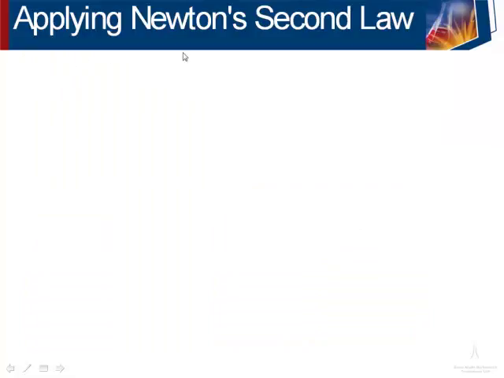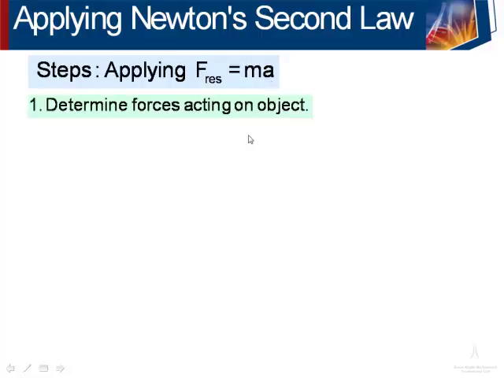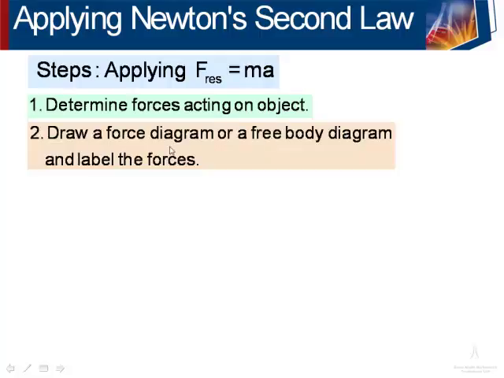Now we look at applying Newton's second law. There are certain steps we use in applying Newton's second law, which is represented by resultant force equals mass times acceleration. The first step: determine the forces acting on the object. Draw a force diagram or a free body diagram and label all the forces.